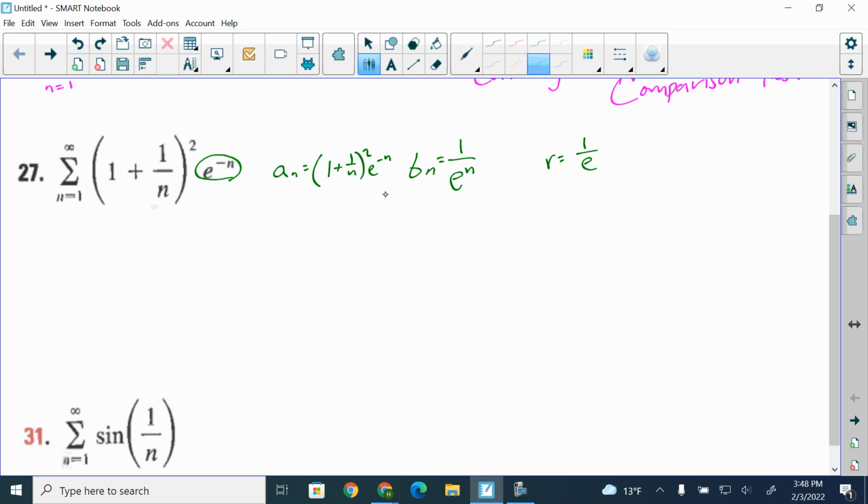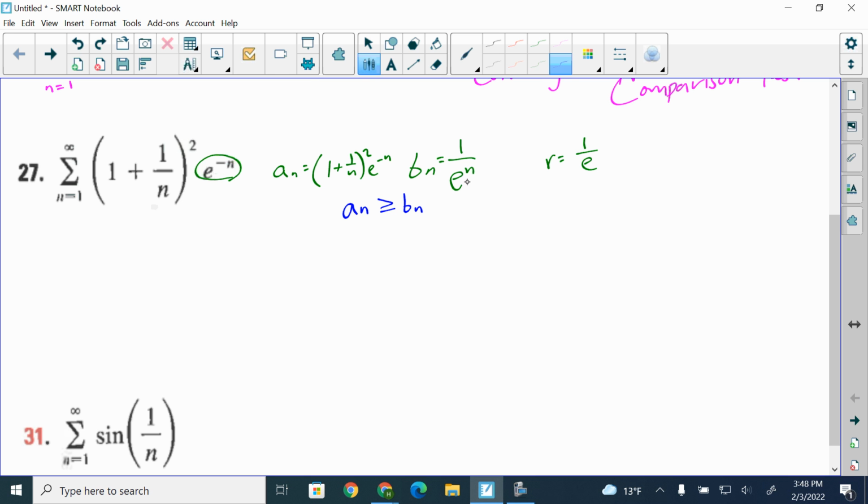And if I compare these two things, this part here matches exactly. So if I multiply it by this, it's going to get a little bit larger, depending on what my n value is, sometimes quite a bit larger. So as I'm comparing these two, I would say that my a sub n is going to be larger than my b sub n.